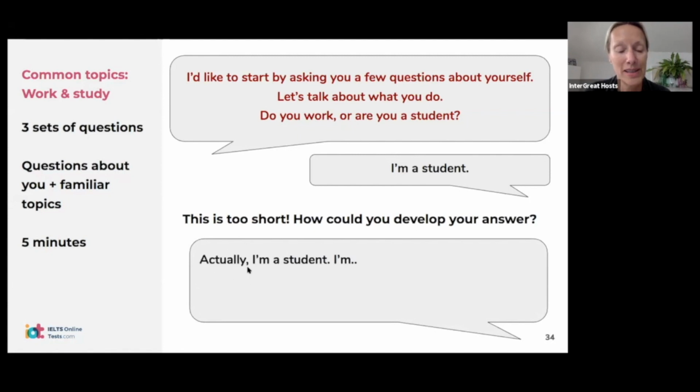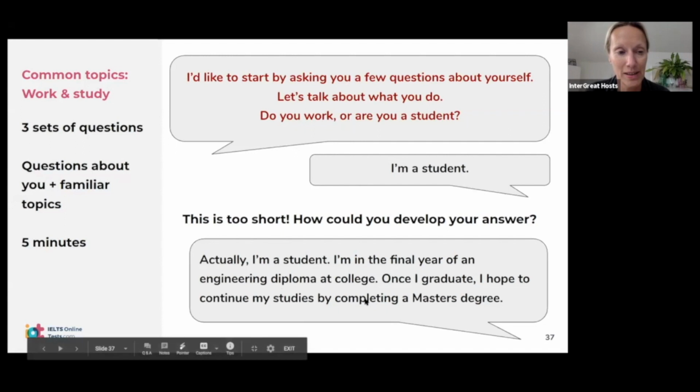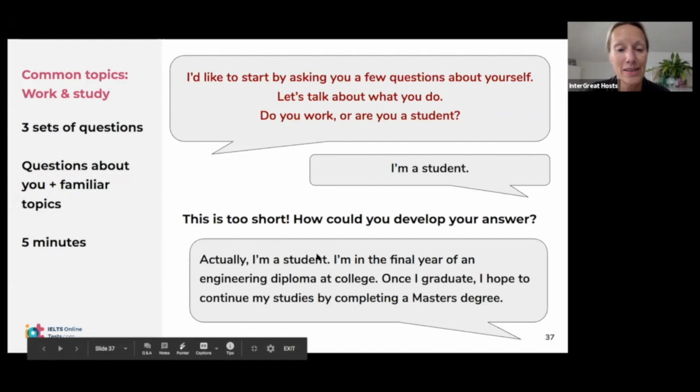Here we've got a nice fluency marker. "Okay, I'm a student." That's a really natural way to start. "I'm in the final year of an engineering diploma at college." That's a little bit more information: what they're studying and whereabouts they are on the course. "Once I graduate, I hope to continue my studies by completing a master's degree." As you can see, this is a really full answer.